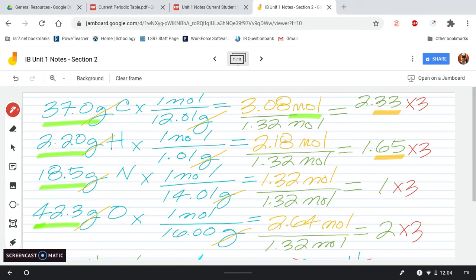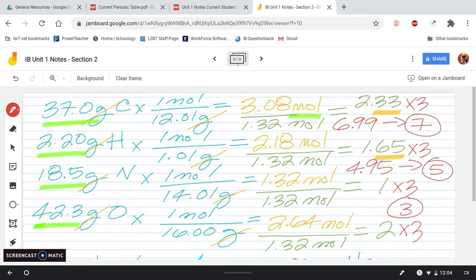And so when we do the math, we're going to run this through our calculator. So 2.33 times 3, and you're going to get 6.99. And see, that's close enough that we can go ahead and round that to 7. See, that's within a tenth. 1.65 times 3, that's 4.95. Once again, close enough to round to 5. You don't need to round that because it's a whole number. And then 2 times 3 is 6.